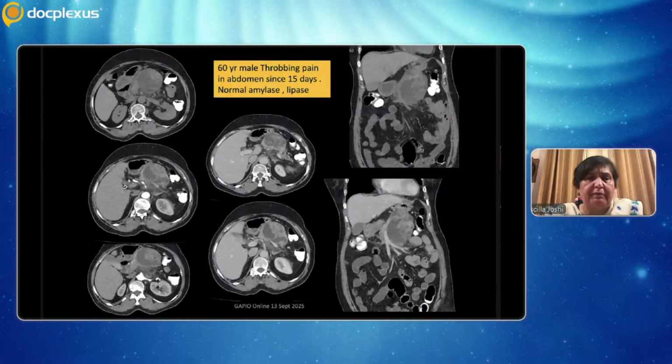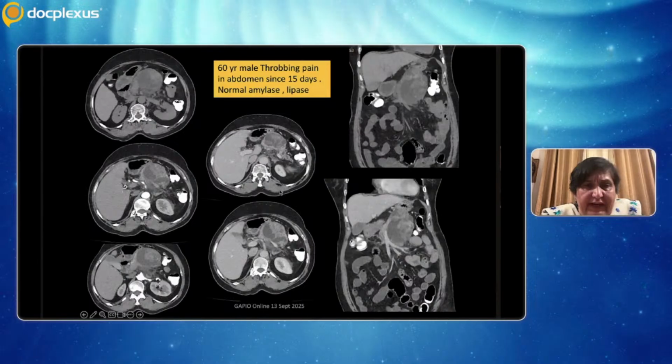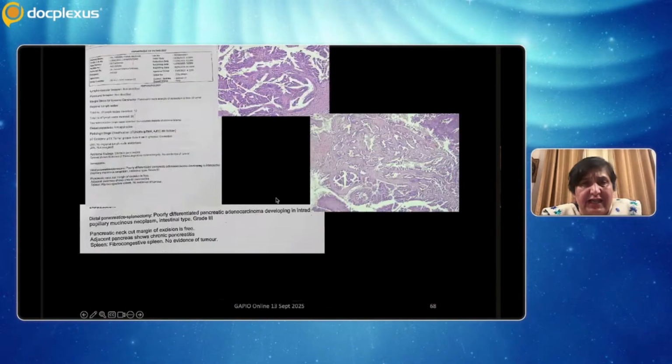A 60-year-old patient with pain in the abdomen. And what you're seeing here is this large mass, which appears to be in continuity with the pancreatic duct. And we thought this was an IPMN, but it turned out to be a poorly differentiated pancreatic adenocarcinoma developing in an IPMN.